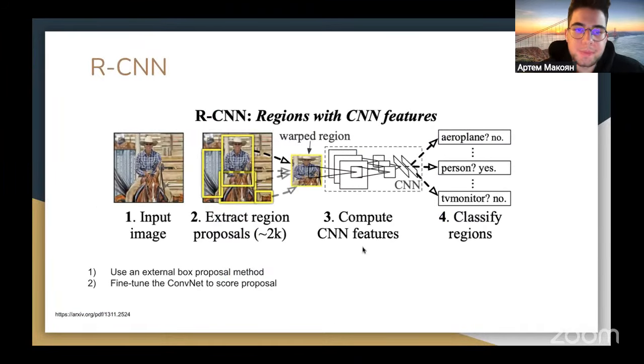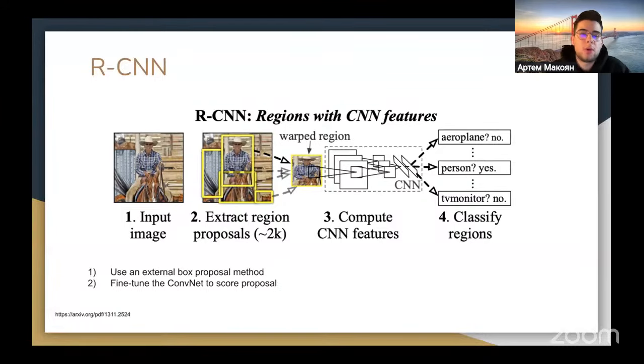Okay, finally, I will talk about different neural networks. Mostly I will cover main ideas, but you can always check and read more details about that. First is R-CNN. As I said, there are two parts. The first part proposes bounding boxes. The second part classifies each box.